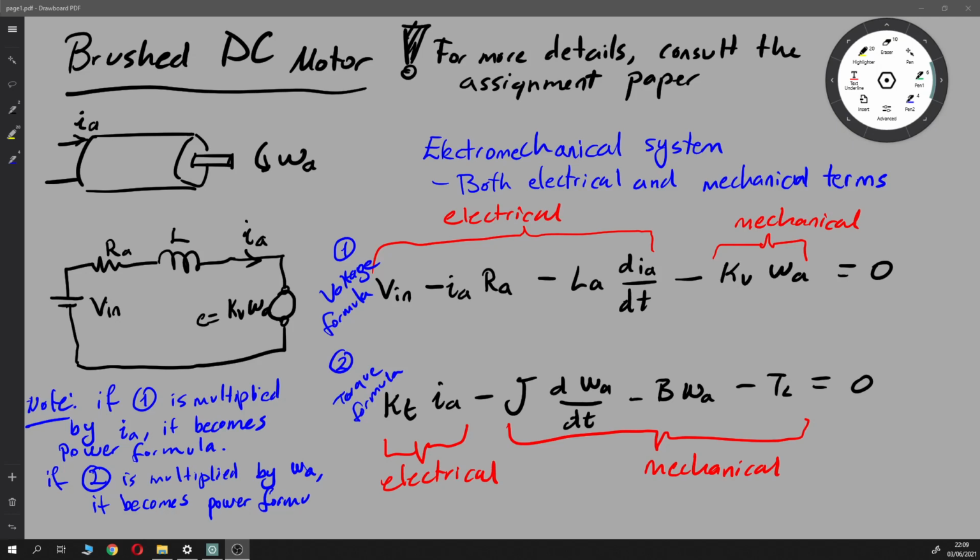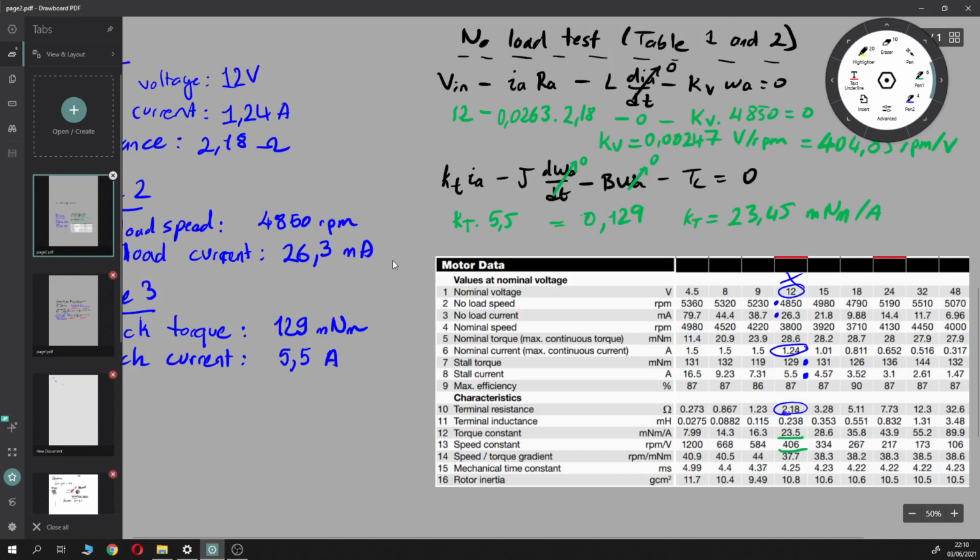And if we look at the note on the left bottom side, if we multiply the first equation by the current, the equation becomes the power formula. You can use both of them. This is very simple. And if you multiply the second equation by the rotation speed, the formula becomes a power formula also. And we will jump to the second page.